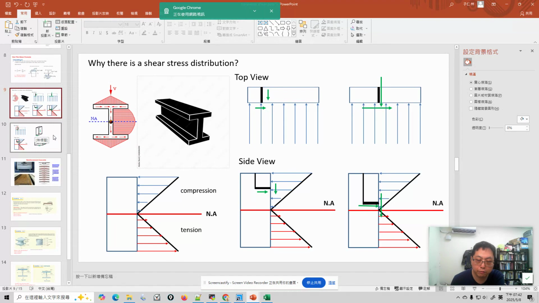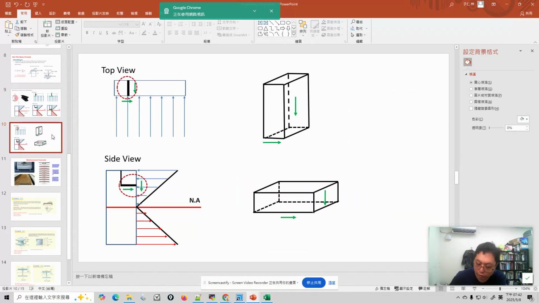So that's the video for the shear stress in beam. I hope you have more understanding of shear force distribution in beam, or shear flow in beam.